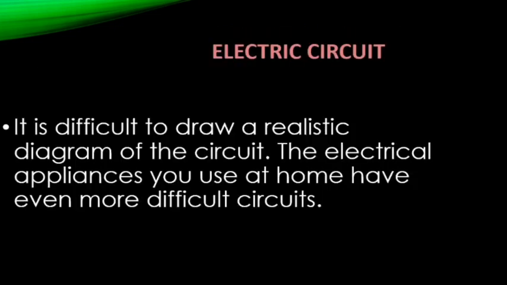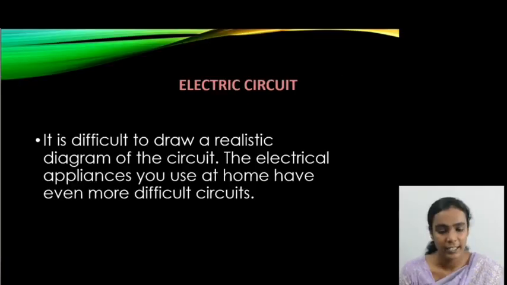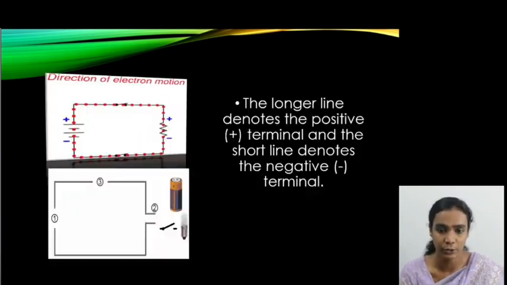First, open means the switch is in off condition, closed means the switch is in on condition. Electric circuit. It is difficult to draw a realistic diagram of the circuit. So the electrical appliances you use at your home have even more difficult circuits. Drawing a circuit is a difficult thing. So the scientists have tried to represent circuits in an easier way. For that they have introduced some symbols to denote the components in a circuit.